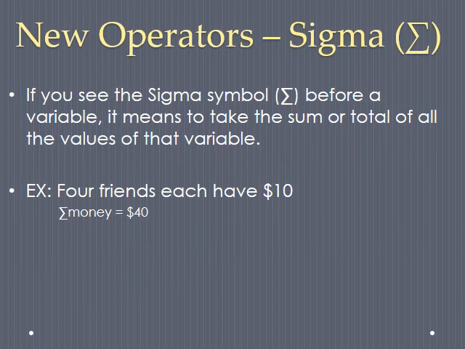The last new operator that we're covering today is the symbol sigma. If you see the sigma symbol before a variable, it means to take the sum or total of all the values of that variable. So, for example, you have 4 friends and they each have $10. Sigma money for those friends, so the total money that those friends have collectively, would be $40.